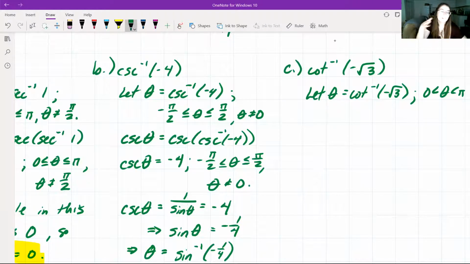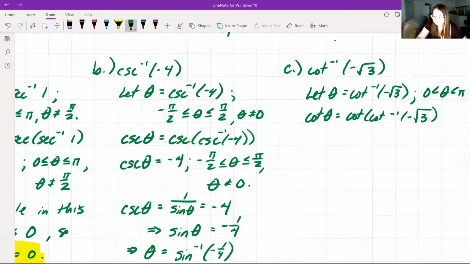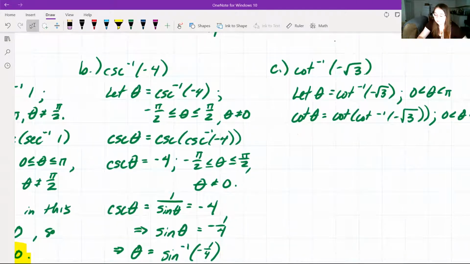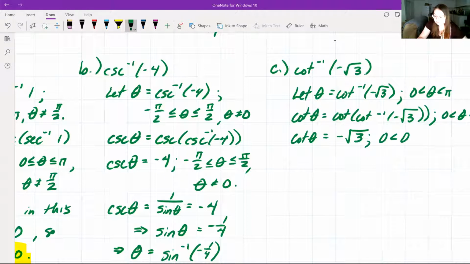We want to do the same thing as we've done every other time. We're going to take cotangent of both sides. So we end up with cotangent of theta equal to cotangent of cotangent inverse of negative square root of 3, where our domain is still the same, 0 less than theta less than pi. So this simplifies down to cotangent of theta equal to negative square root of 3, with theta between 0 and pi.